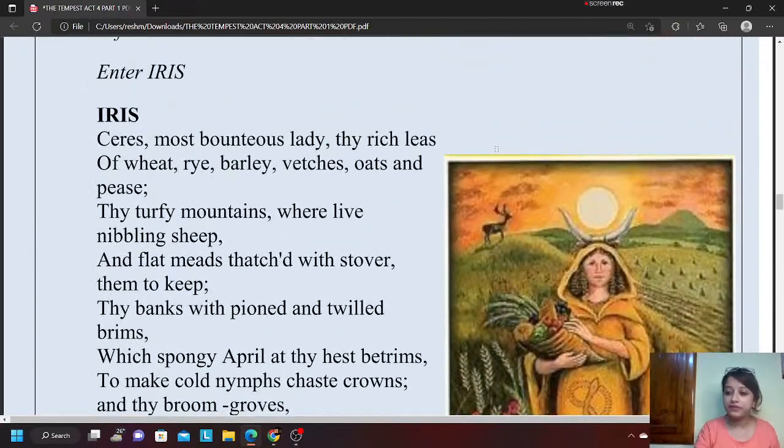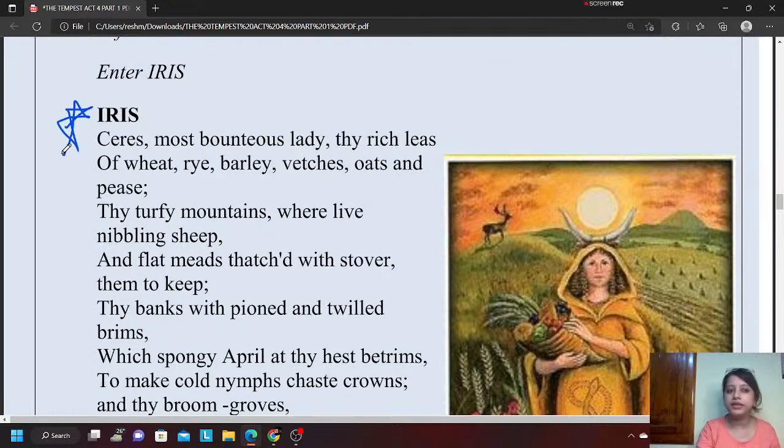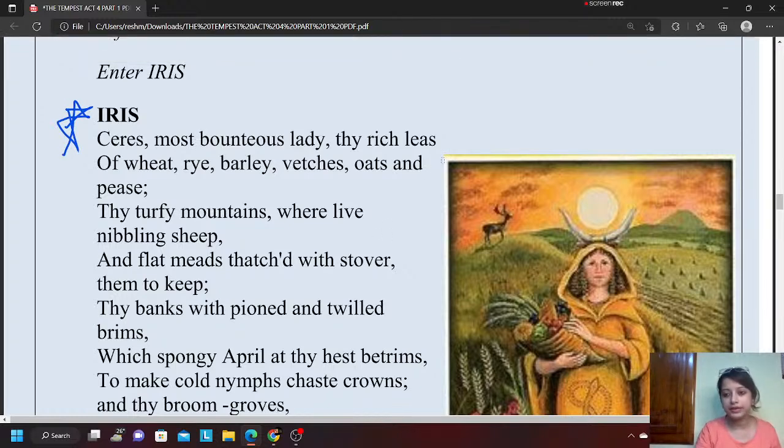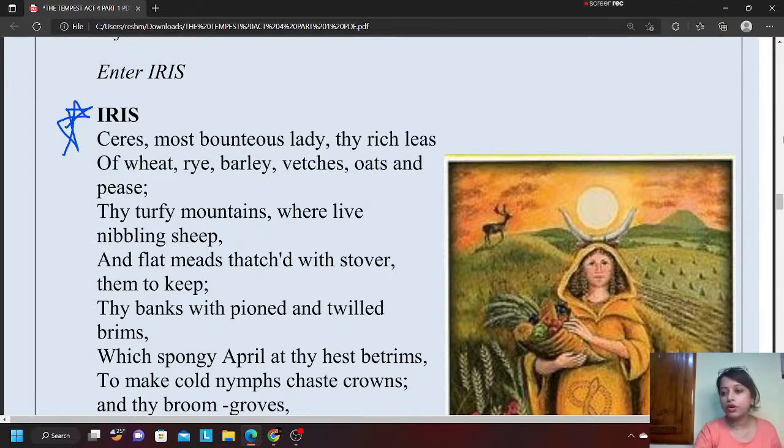Now this part is very, very important. Okay, be very careful with this part. This is highly important. I'll put a star over here. I think you already know from your school that this is extremely important. Ceres, most bounteous lady. Now see Ceres's picture first. Ceres's picture will give you an idea of what goddess she is.